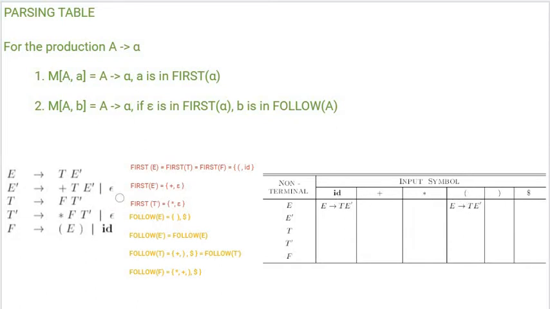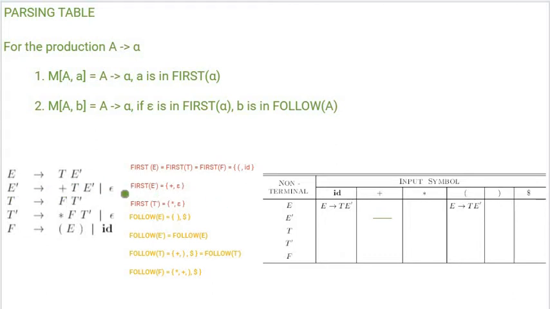Now let us try with the second production. E dash tends to plus TE dash or epsilon. So where do we have to add this production? This production should be added in first of plus. What is first of plus? Plus. We already learned, right? First of a terminal will be the same terminal. So first of plus will be plus. So in this particular field, we have to add the production E dash tends to plus TE dash.